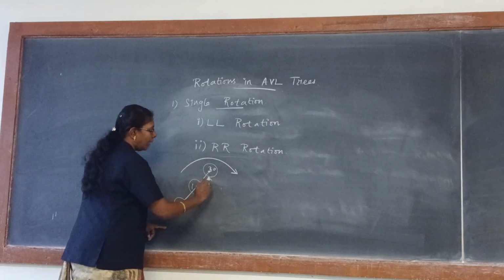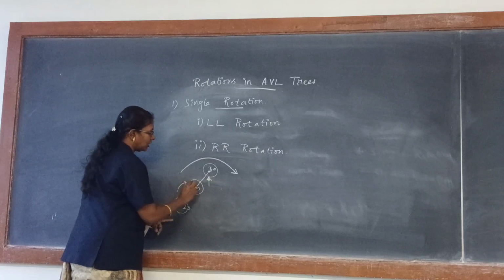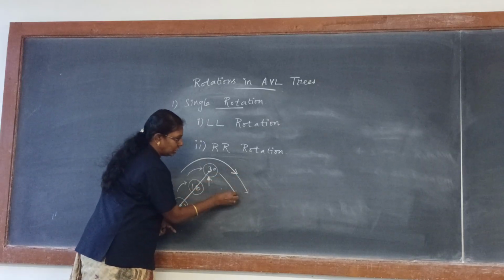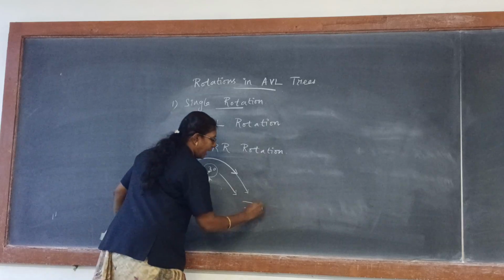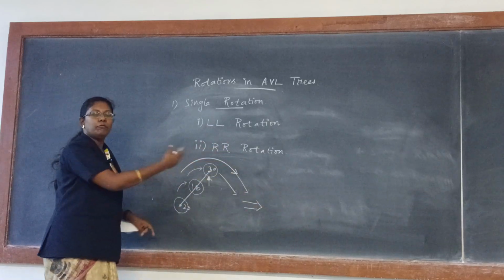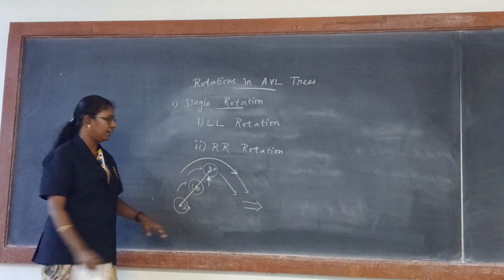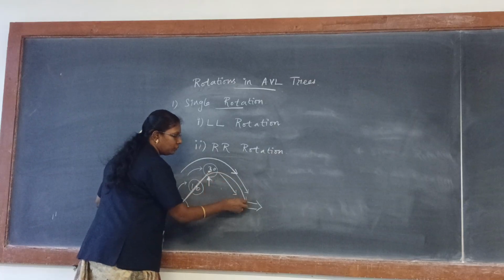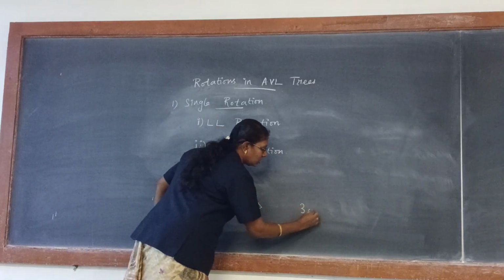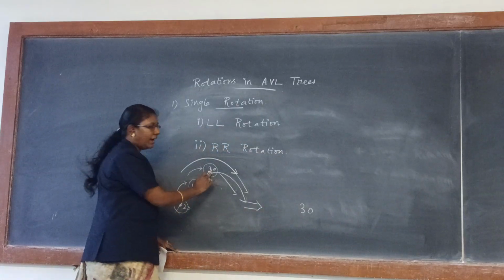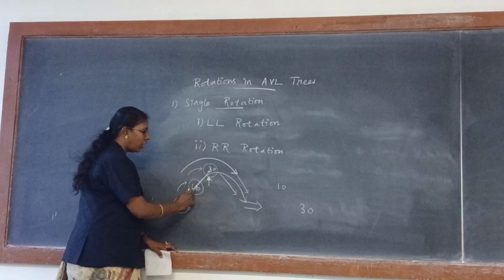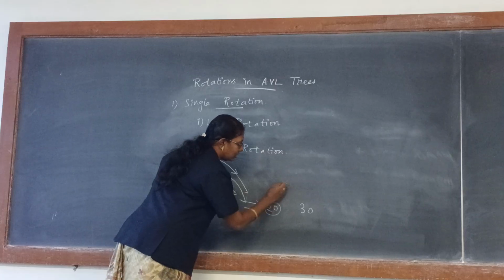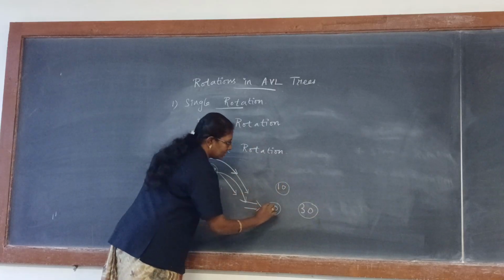Then what will happen? This 20 will come to this position, this 10 will come to this position, and this 30 will come along to this position. That means I am dragging the whole thread with the papers pasted on it. So 30 will come to this point, 10 will come to this point, and 20 will follow the 10. So I will get the thread structure like this.